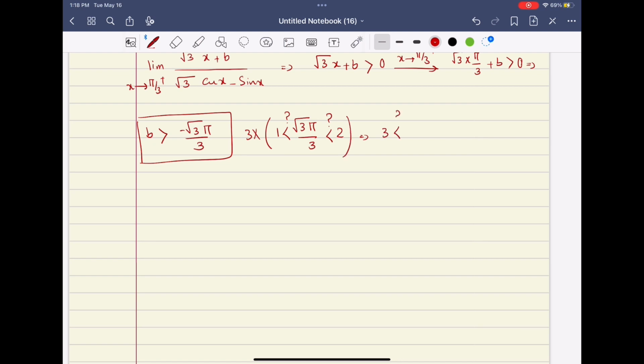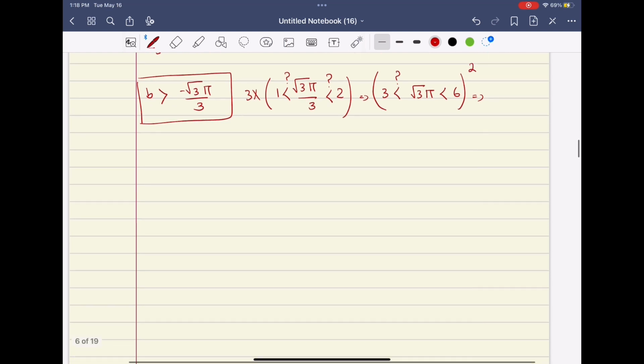I'm going to multiply all the parts of the inequality by 3. So is 3 less than root 3 pi, and is it less than 6? So we're going to apply a power of 2. It would be 3 to the power of 2, or 9, less than 3 pi squared, less than 36, or 3 is less than pi squared less than 12.